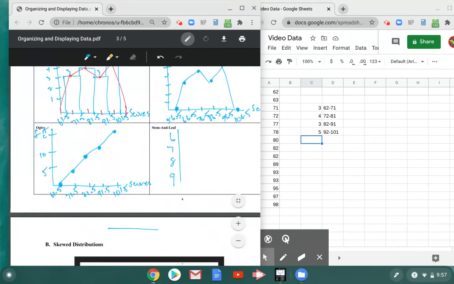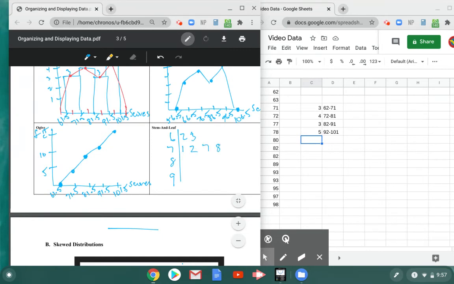Okay, so in the 60s, I have a 62 and a 63. In the 70s, I have a 71. Notice how I'm lining up my units digits, so each of them has a column. So a 1, a 2, a 7, and an 8.